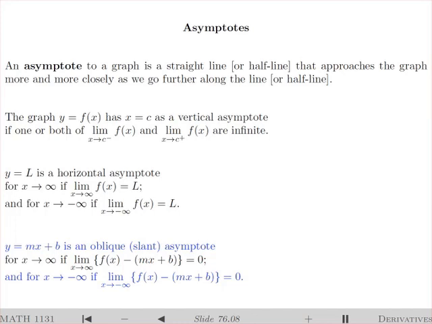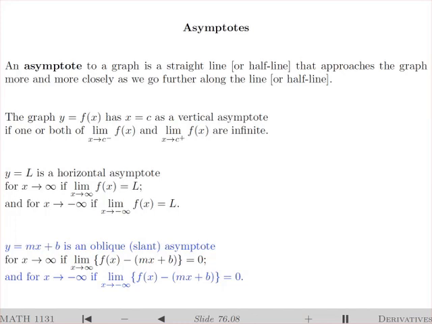The difference between our definitions of horizontal and slant asymptotes is just for convenience. In some sense, our definition for horizontal asymptote is almost the same as the definition for the slant asymptote, because if the limit of f of x is L, the limit of f of x minus L should be 0, and also the converse is true. If the limit of f of x minus L is 0, the limit of f of x equals L.